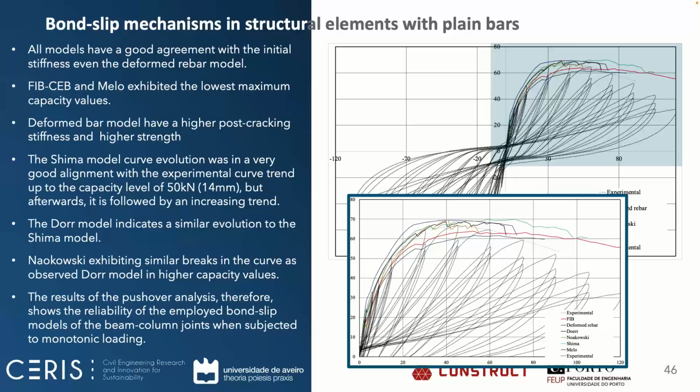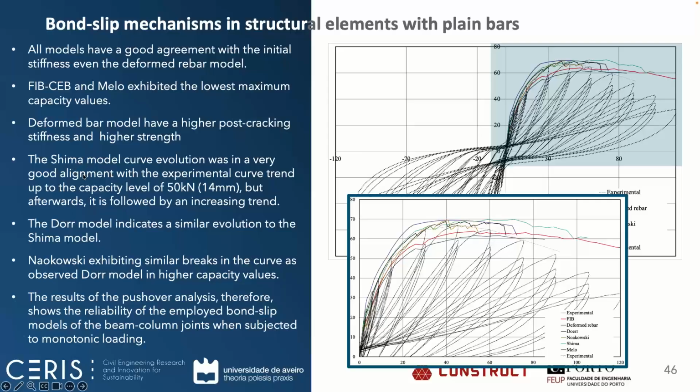So we can say that in a global way, all the models have a good representation of the initial stiffness, which is good. The FIB and Mellow models have the lowest maximum capacity. You can see here, this is the Mellow, in this case with the lowest maximum capacity, and the FIB, and the other ones without the softening. That's why I was saying that for the pull-out tests, this softening behavior seems to be important. But now when we go to the full scale, with, of course, a higher anchorage length, this post-peak behavior does not seem so important. And in fact, the other ones get slightly better results.